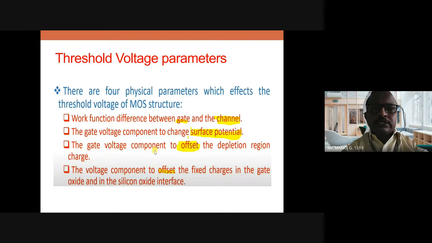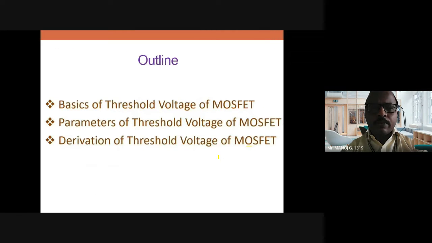So we'll see in detail how these four parameters are used to construct the threshold voltage. We will see each parameter in detail, and we'll derive this threshold voltage. As of now, we have seen two topics. We have completed the basics of threshold voltage. Second, we have seen the parameters. How many parameters are there which govern the threshold voltage?